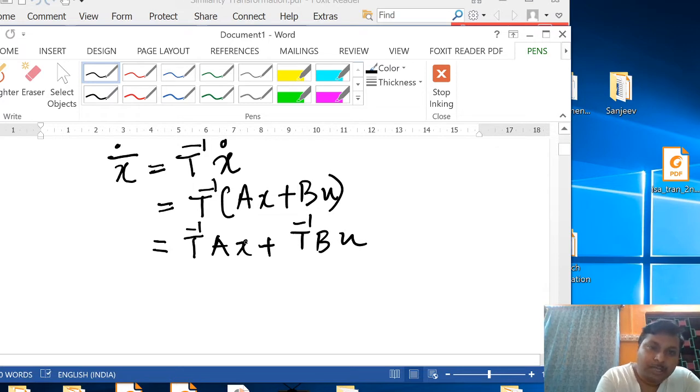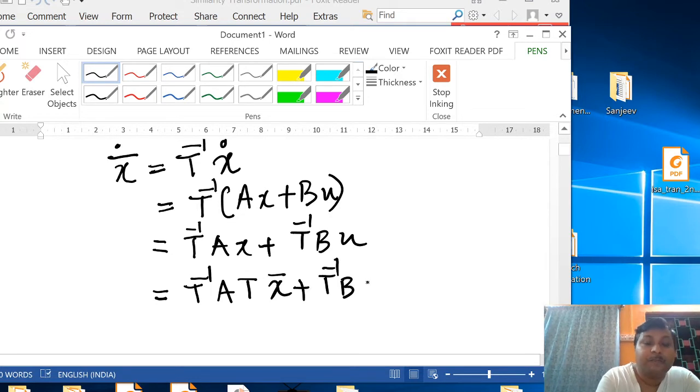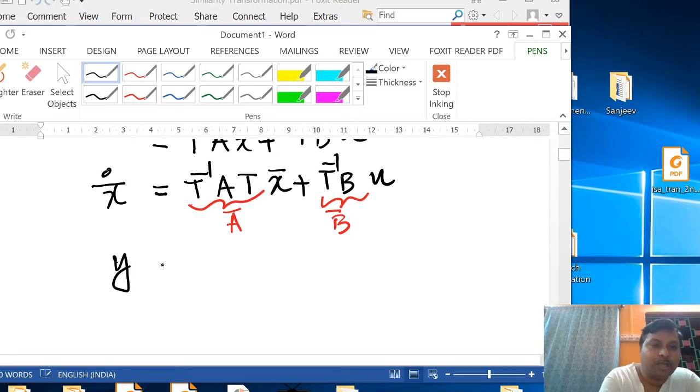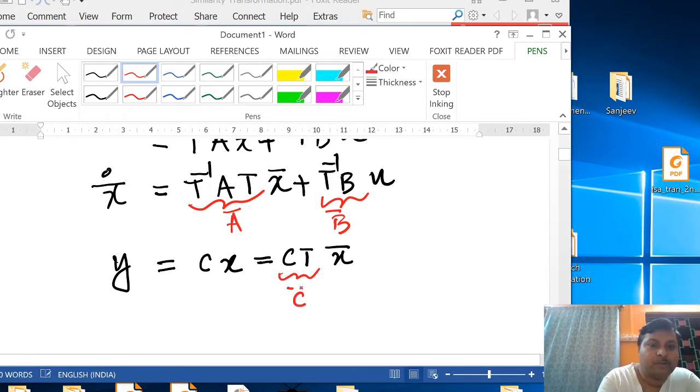But you see, this is in the new coordinate, yet it has x. So x must be replaced by x bar. That's why it is T inverse A T into x bar plus T inverse B into u. Now you can think that this is the new A, that is A bar, and this is the new B, that is B bar. This is the state equation we got in the new coordinate system, x bar dot. Similarly, we can derive the output equation: y equal to C into x, and x we can write as C into T x bar. So this is the new C bar matrix we have.